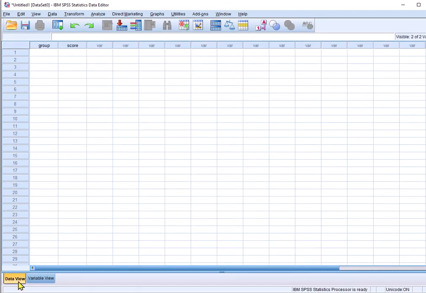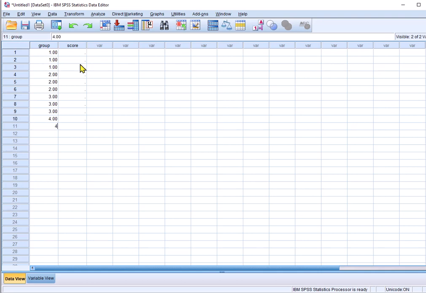I toggle back to data view, and now I need to tell SPSS who's in what group. I've got 3 people in the first group, 3 people in each of the 4 groups. So these represent the 3 people in group 1, the 3 people in group 2, the 3 people in group 3, and the 3 people in group 4. Now I can enter my data. I've got a printout telling me what the data are. So that piece of paper you hear moving around is my data sheet.